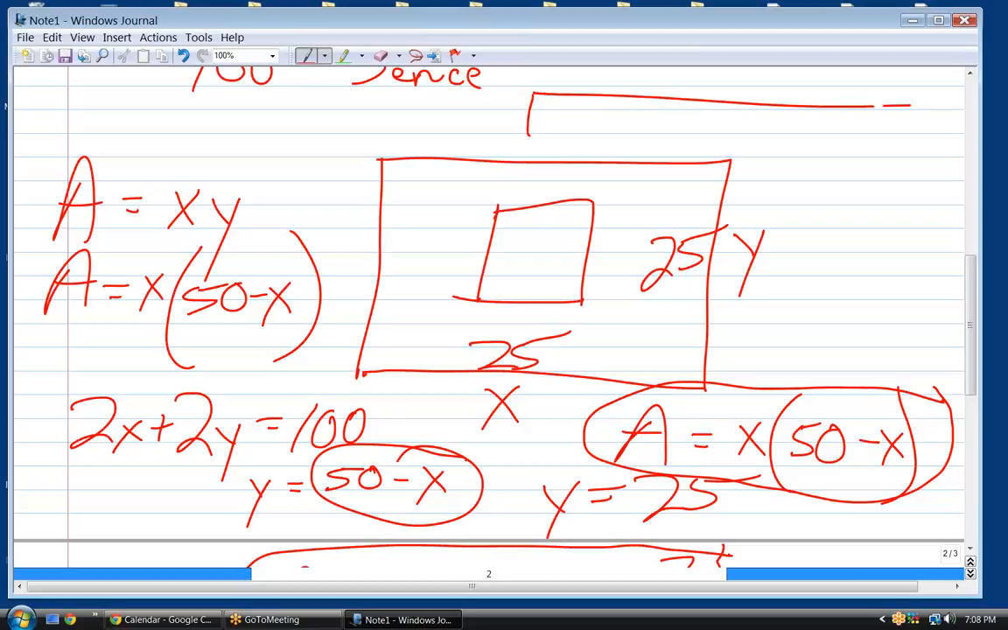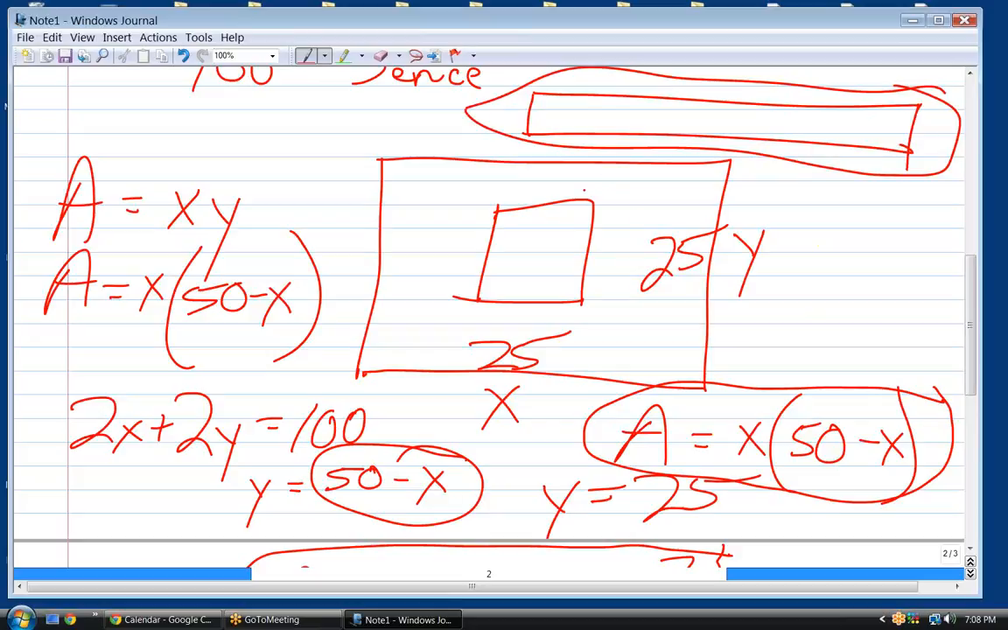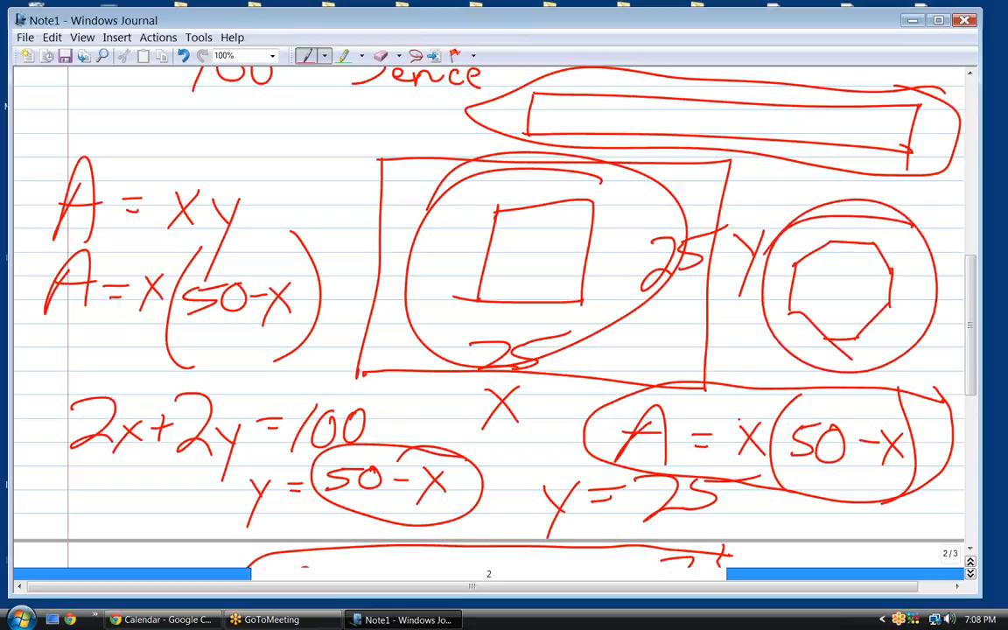A rectangle can be like this. There's no way you're getting the maximum area from that kind of a shape. You're going to get the maximum area from squares or hexagons, stuff that is like a circle.